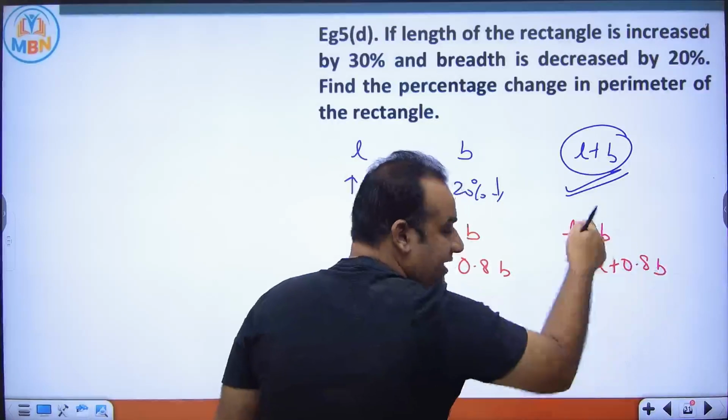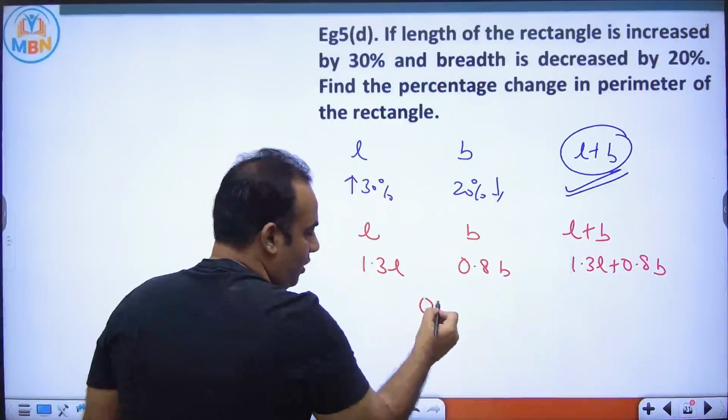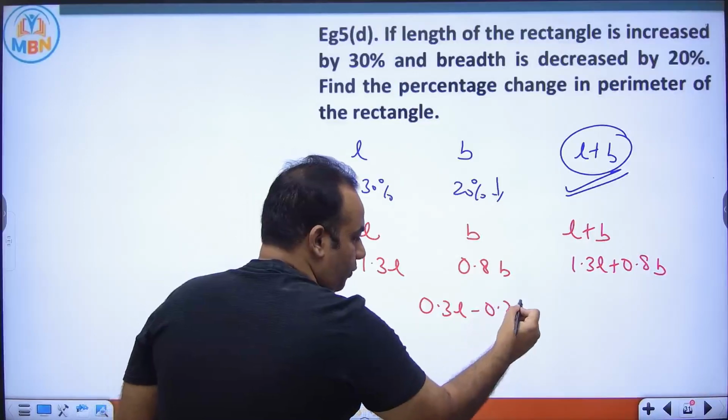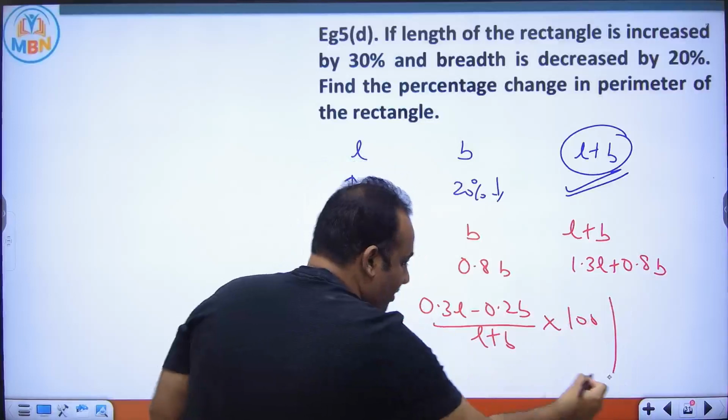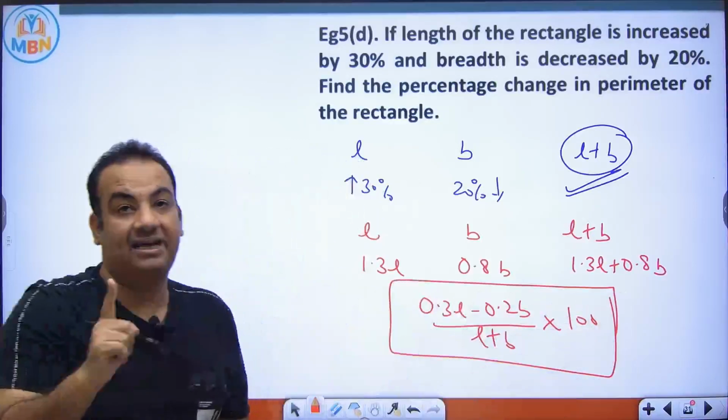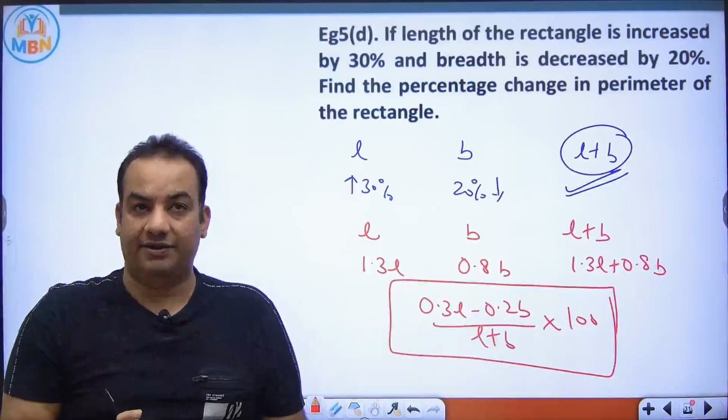So what is the percentage change? Final value minus initial value: (0.3 L minus 0.2 B) with respect to (L plus B), into 100. So we cannot solve this. Remember that. You cannot put values of length and breadth.